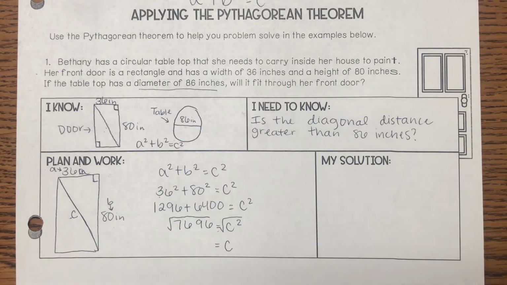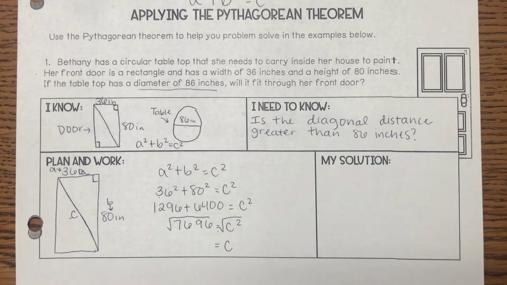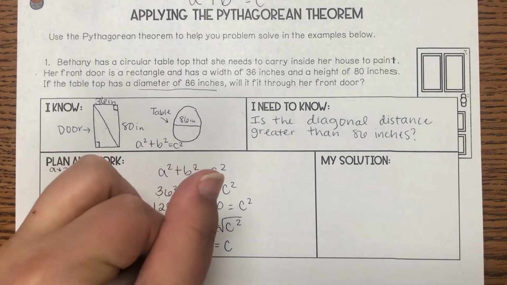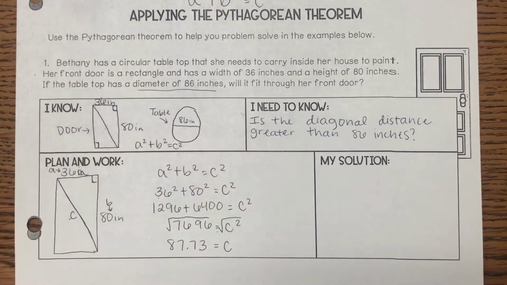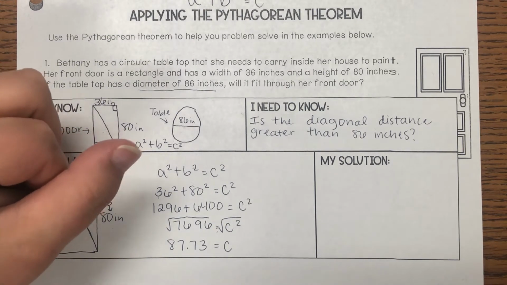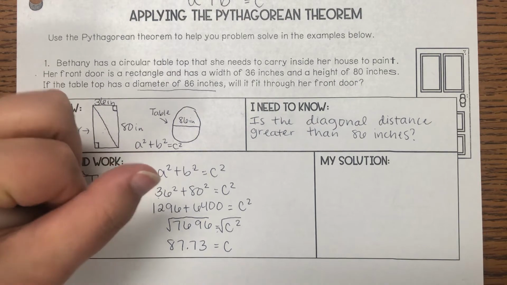So the square root of 7,696, you plug that into your calculator, and I got 87.73. So that means this value right here is 87.73 inches.